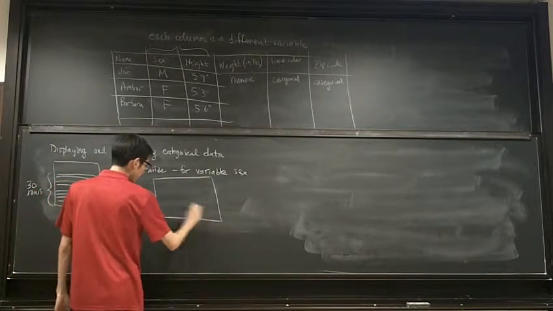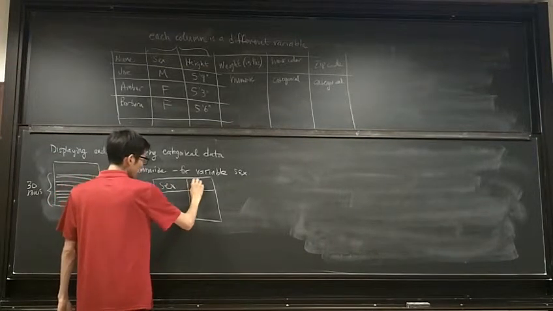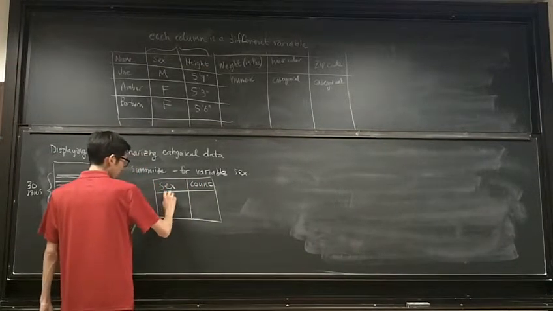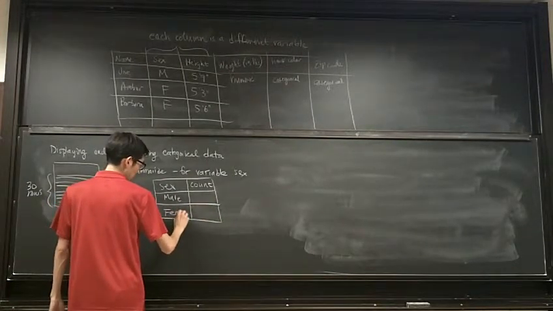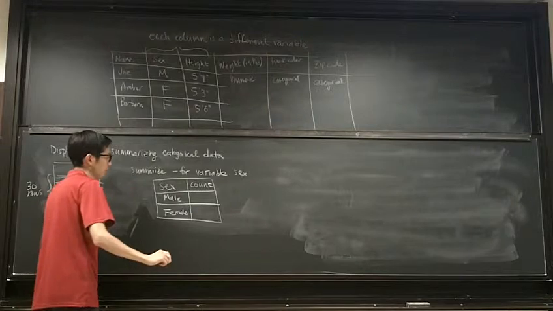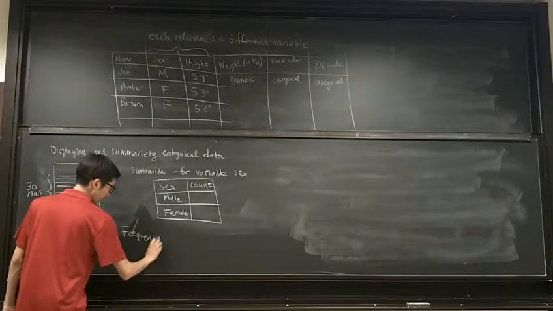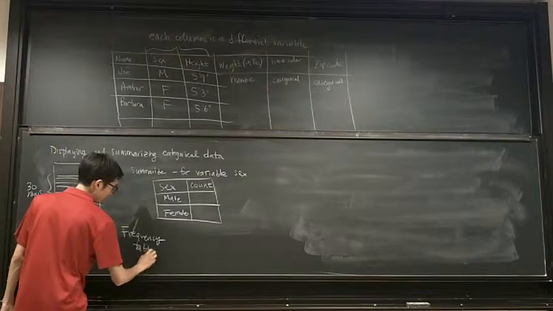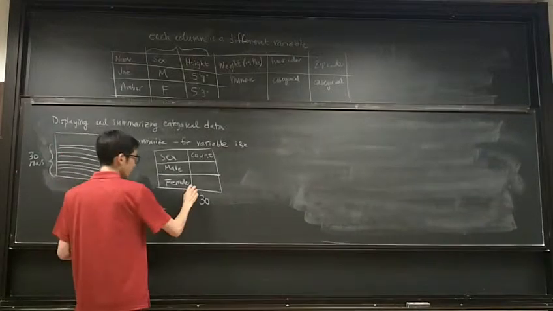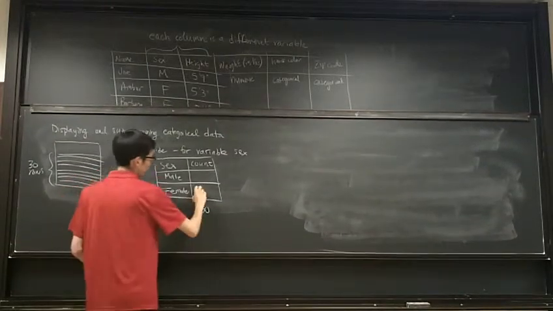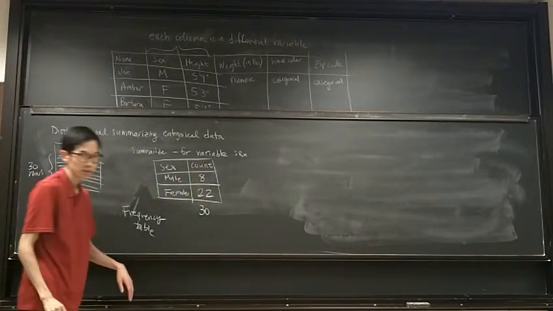I would create something called a frequency table, okay? And this would say sex, count, male, female, okay? This would be a frequency table. And I would say, well, there's a total of 30 people. 22 are female, and 8 are male.